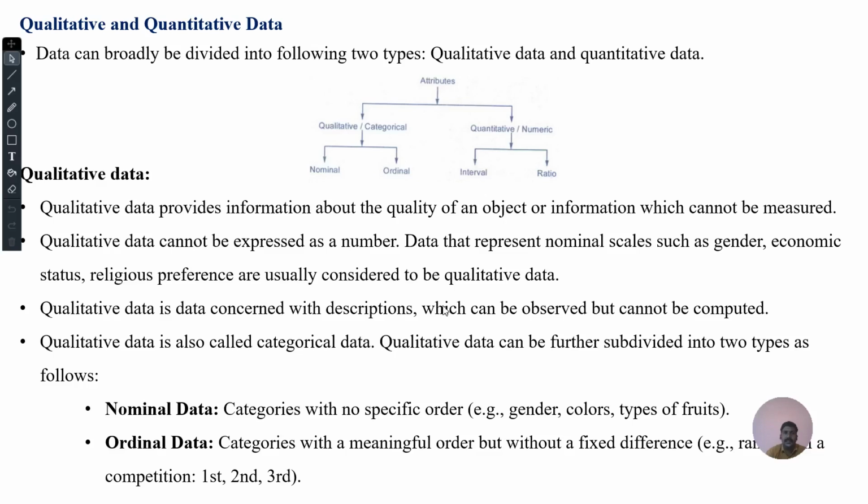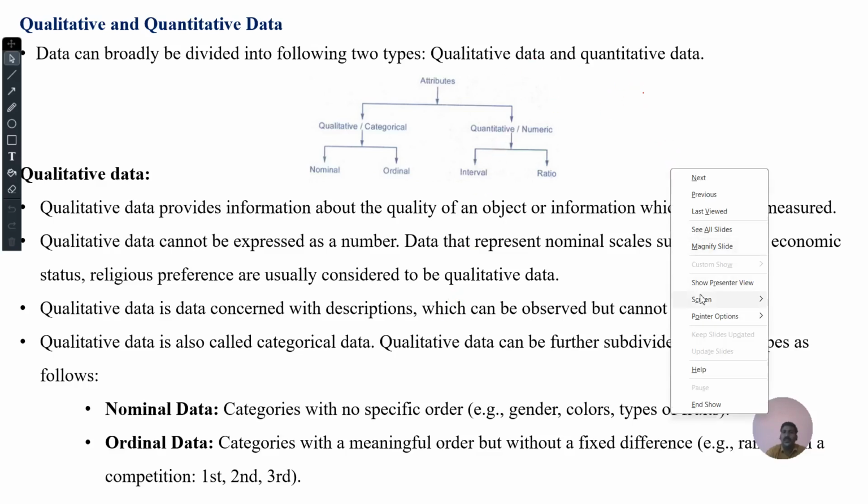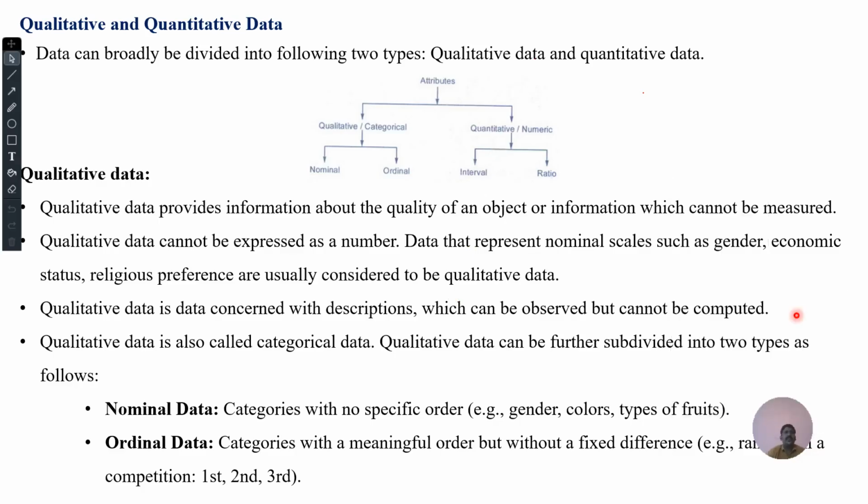Data can be divided into two types. One is qualitative data, another is quantitative data. Qualitative data is also divided into two types: nominal and ordinal. Quantitative data is also divided into interval and ratio.